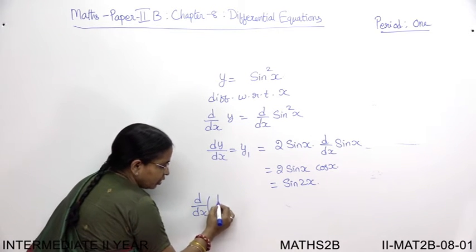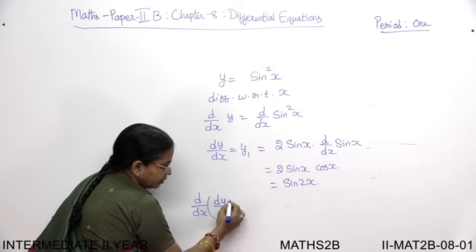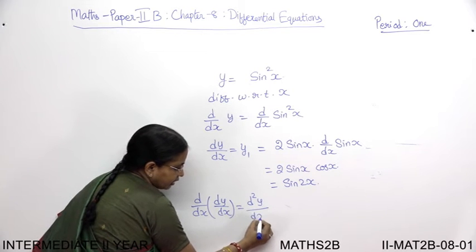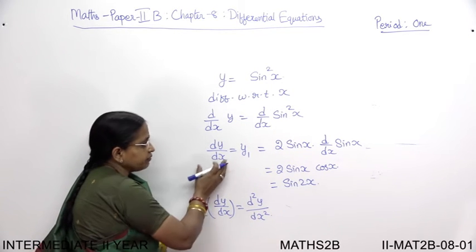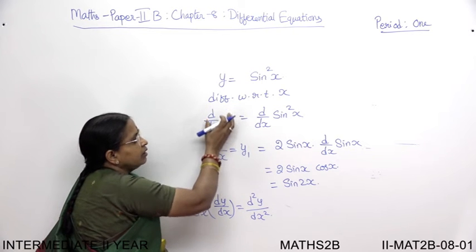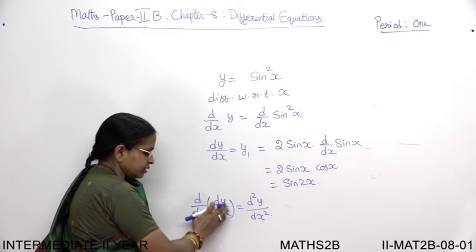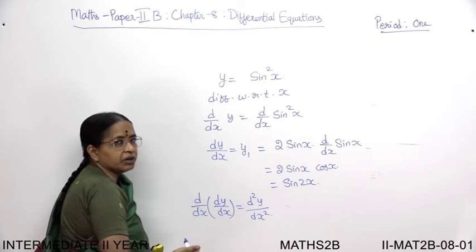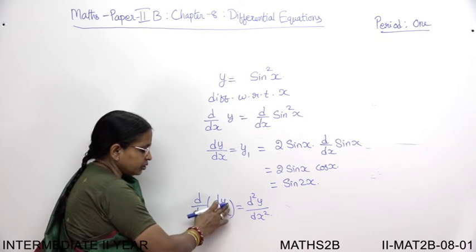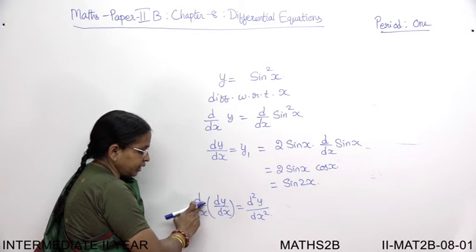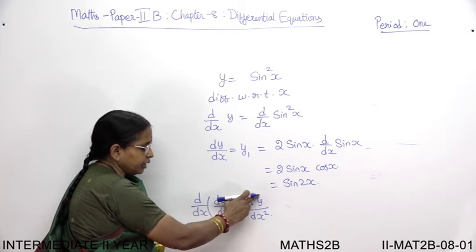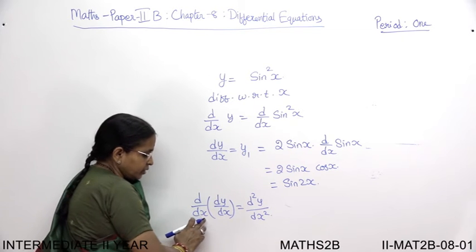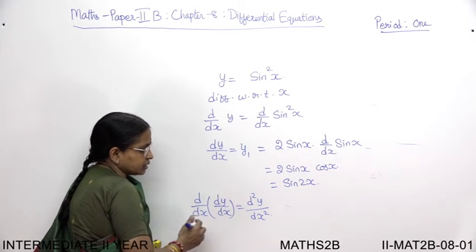d by dx of dy by dx is denoted by d square y by dx square. So this is the first order derivative, and this is the second order derivative. The second time you are differentiating successively. It is not that you are multiplying d into d square. This is purely a symbol, dx square is dx square.